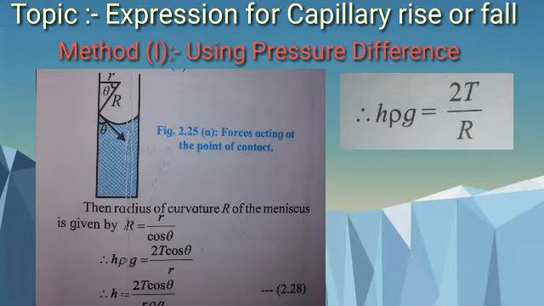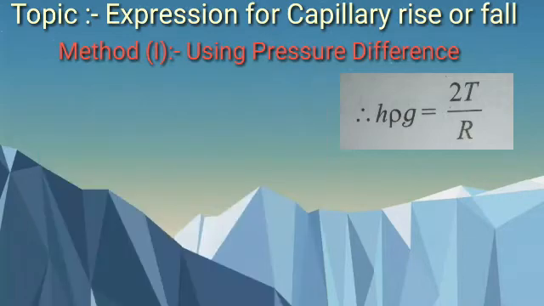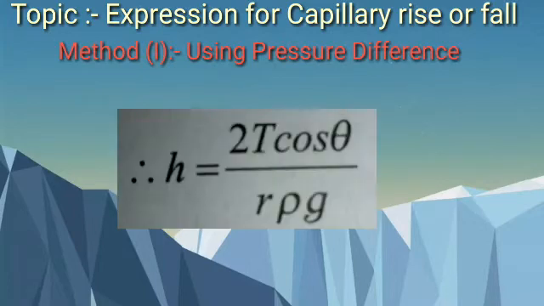Moving the terms rho and g to the right hand side, the equation becomes h is equal to 2T cos theta by r rho g, where h is the height of the liquid column, T is surface tension, r is the radius of the capillary tube, rho is the density of the liquid and g is the acceleration due to gravity. Theta is the angle of contact. The above equation gives the expression for capillary rise or fall for a liquid.